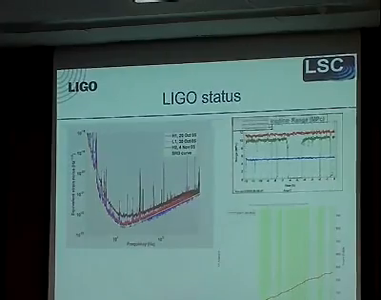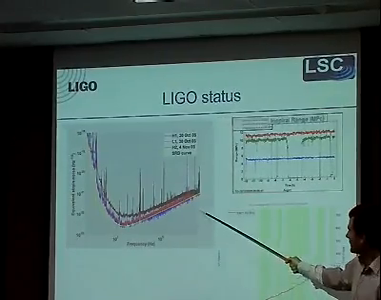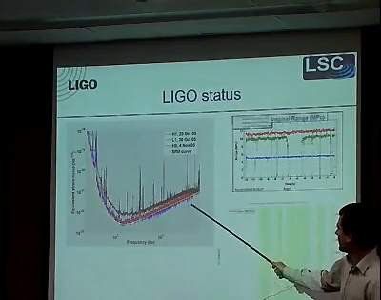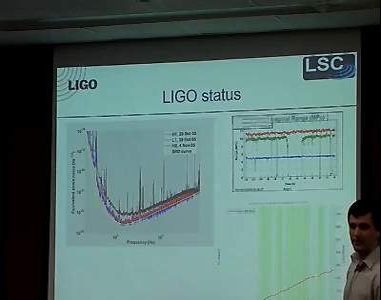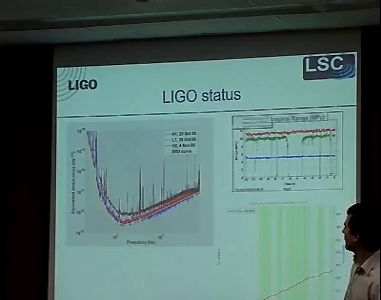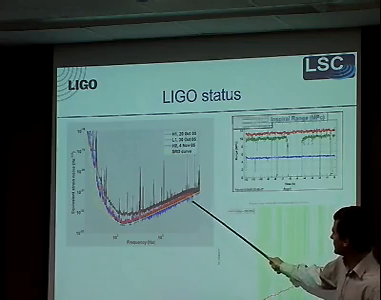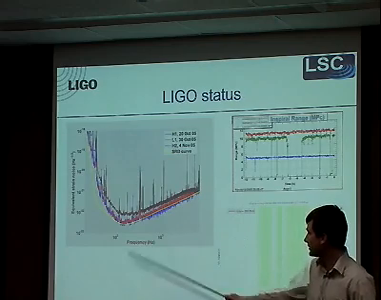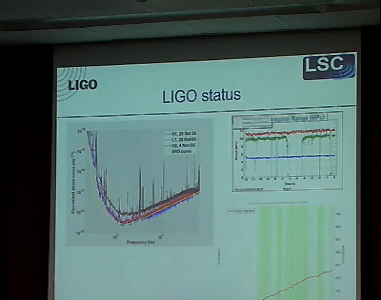This is a graph of the sensitivity of LIGO about 2 months ago, before S5 started. The yellow curve represents the target we had set for LIGO, and as you can see, for the 4-kilometer interferometers, over a broad frequency range, the 4Ks are at design sensitivity now.